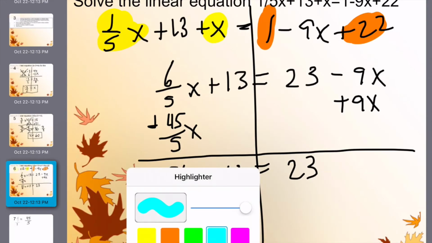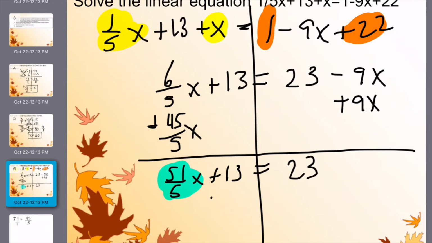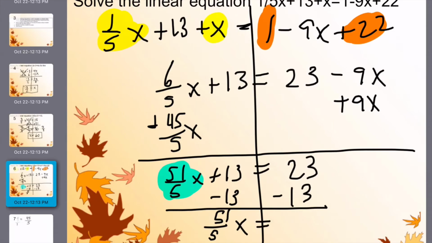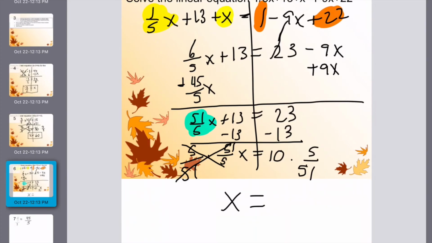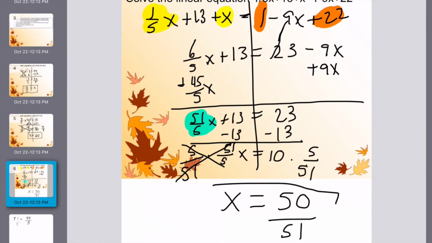I need to keep my x's all to themselves over here. So I'm going to subtract 13 on both sides. And I'm left with 51/5 x equals 10. And now I need to multiply by the reciprocal because I need to divide by a fraction. So I'm going to multiply by 5 over 51 on both sides. Whoops, not 15, 51. My fraction on the left-hand side cancels out, and I'm just left with x equals 10 times 5 over 51, or 50 over 51 as my final answer.